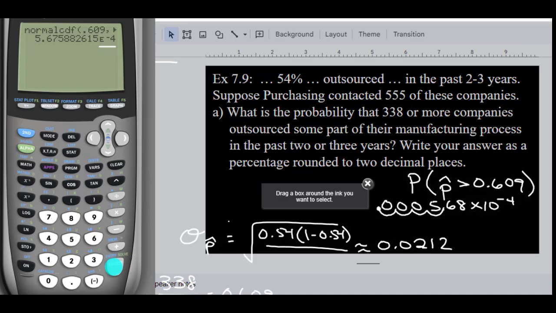So if we want this to the nearest percentage with 2 decimal places, what we've got here is 0.0006 if we round that off, and if we change that to a percentage, remember we move the decimal point back 2 spaces, that would be confusing, but it's 0.06% chance. So a very low chance that that many companies have outsourced some part of their manufacturing in the past 2 or 3 years, because that's over 60% and the average is 54%.